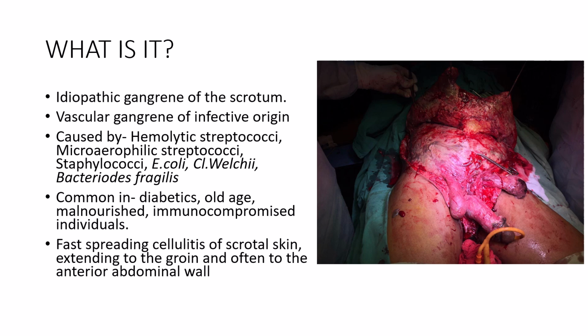Okay, now we'll be learning about Fournier's gangrene. So Fournier's gangrene, actually it's an idiopathic gangrene of the scrotum. It is a vascular gangrene of infective origin. Okay, if you can see over here, it's usually caused by hemolytic streptococci, microaerophilic streptococci, staphylococci, E. coli, Clostridium welchii, Bacteroides fragilis, and it is very common in diabetics, old age, malnourished, immunocompromised individuals. It spreads fast, like by the cellulitis of the scrotal skin, and then it extends to the groin and often the anterior abdomen. Here you can see it has spread to the abdominal wall.